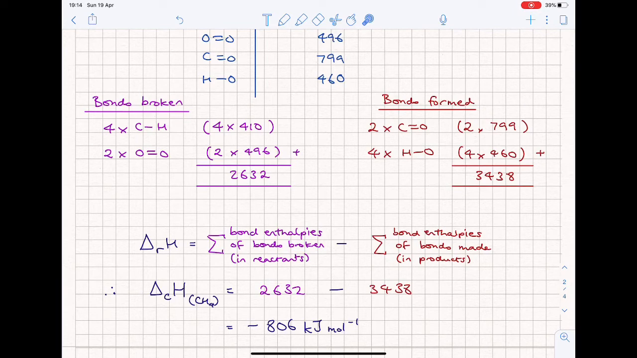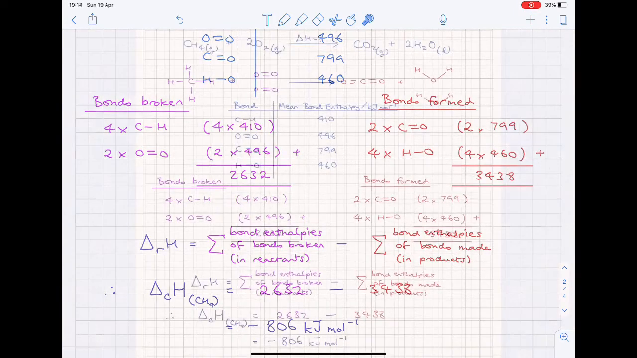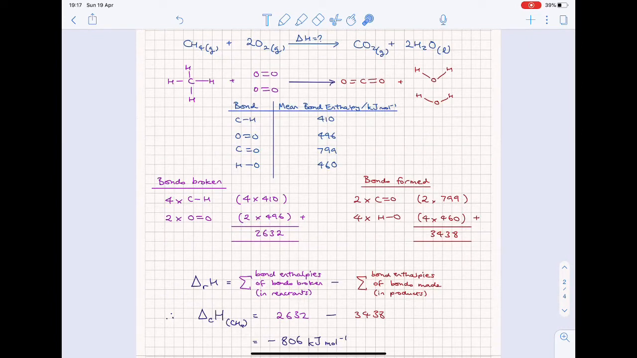And that makes sense because this is the enthalpy of combustion of a fuel, so it should release energy. The most common mistake I see from students doing these types of questions is that they don't draw the diagrams correctly, or they don't bother drawing them at all, and they then miscount the number of moles of bonds in the reactants and the products, and therefore the calculation would be wrong. So make sure you count the bonds correctly.